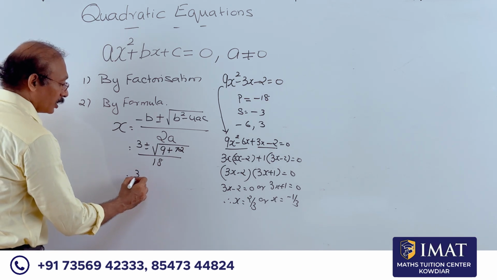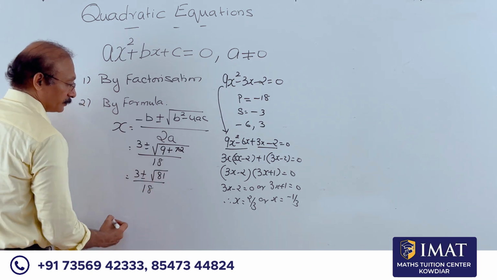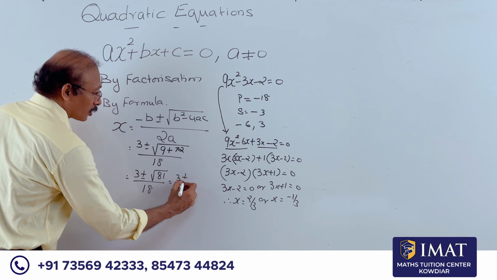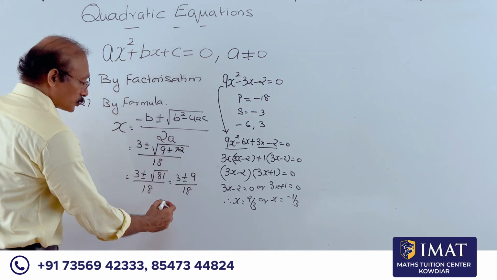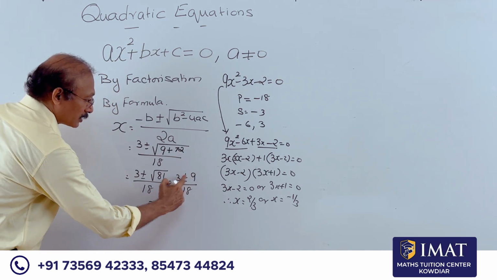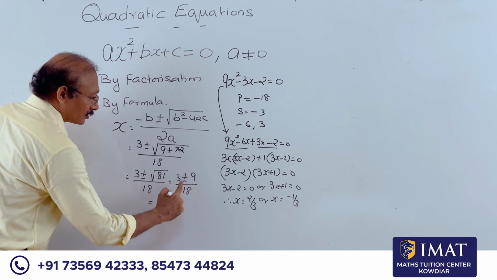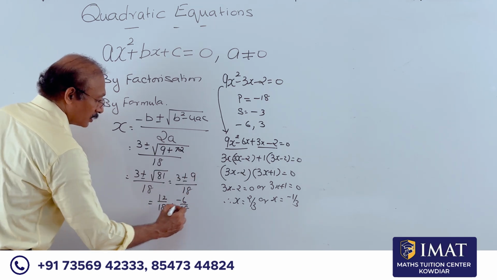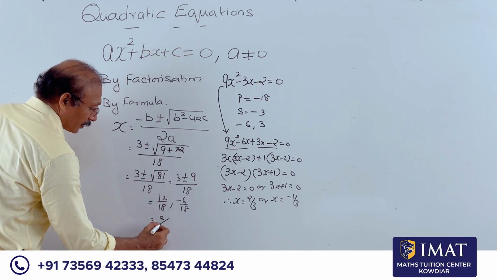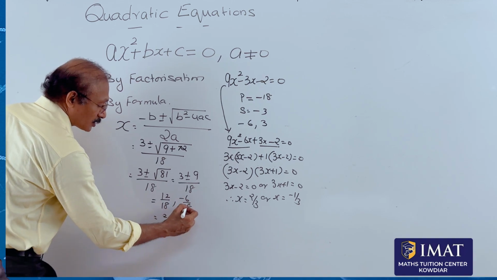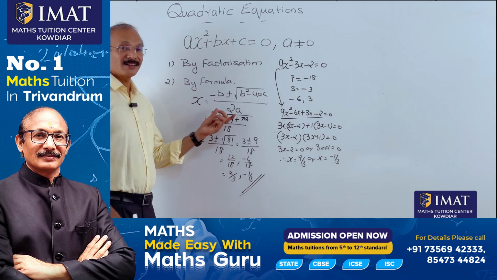So this is equal to 3 plus or minus root of 9 plus 72, which is 81, divided by 18. This is equal to 3 plus or minus, what is root of 81? 81 is a perfect square, so 9, divided by 18. Now you can split this into two: 3 plus 9, isn't it 12? 12 divided by 18. 3 minus 9 is minus 6 divided by 18. 12 and 18 you can cancel by 6, so 2 divided by 3, and here cancelling by 6, minus 1 by 3. See, the same answer. So this method is the formula method.